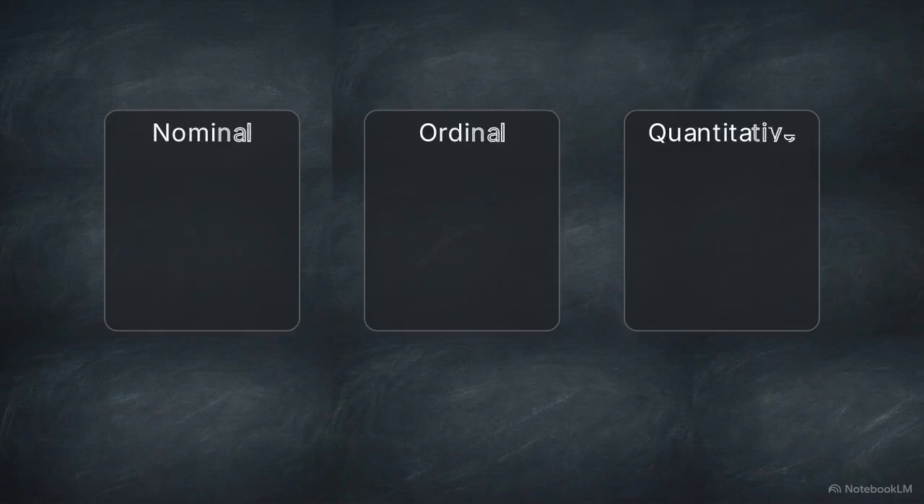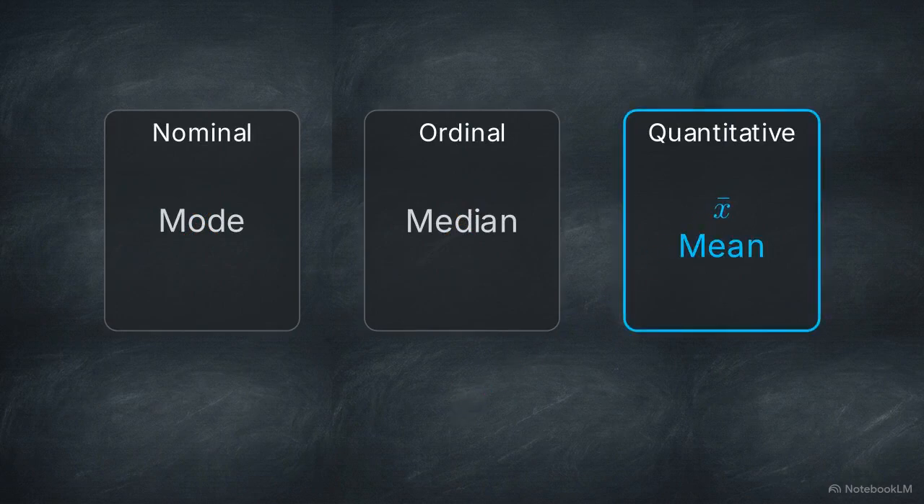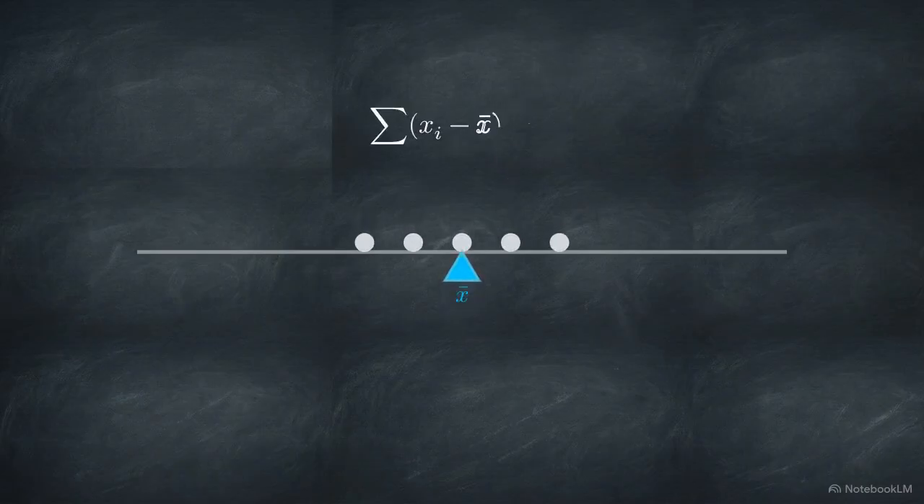Variable type severely restricts descriptive choices. Qualitative variables cannot use averages at all, locking nominal data to the mode and ordinal data to the median. For quantitative data, the arithmetic mean serves as the primary measure of central tendency. It operates under a strict physical constraint. The mean is the exact point in a distribution where the sum of all deviations equals 0.